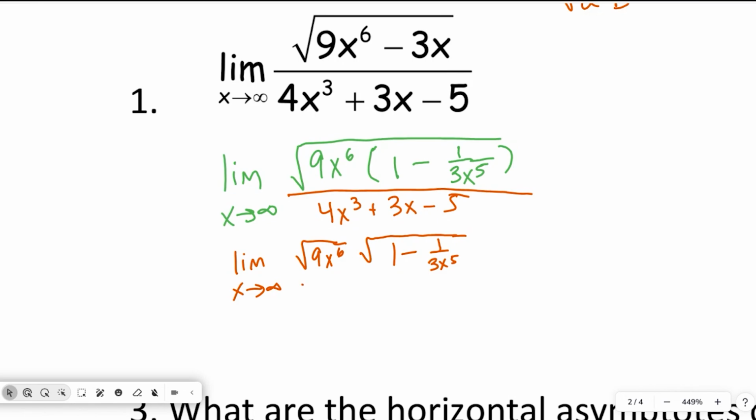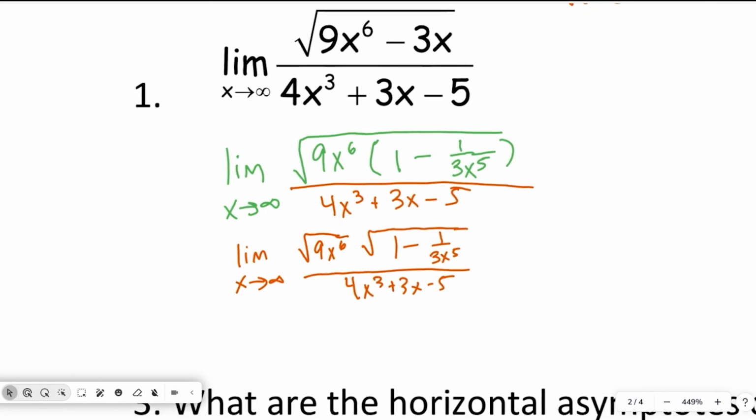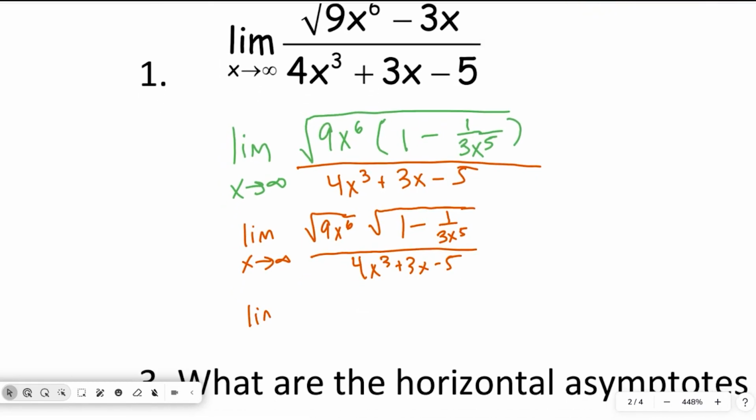All right. Now, what is the square root of 9x to the 6th? I want to just simplify this thing right here. What is that? Yeah, 3x to the 3rd. Yeah, exactly. Okay, so this will equal the limit as x goes to infinity of 3x cubed times all this stuff.